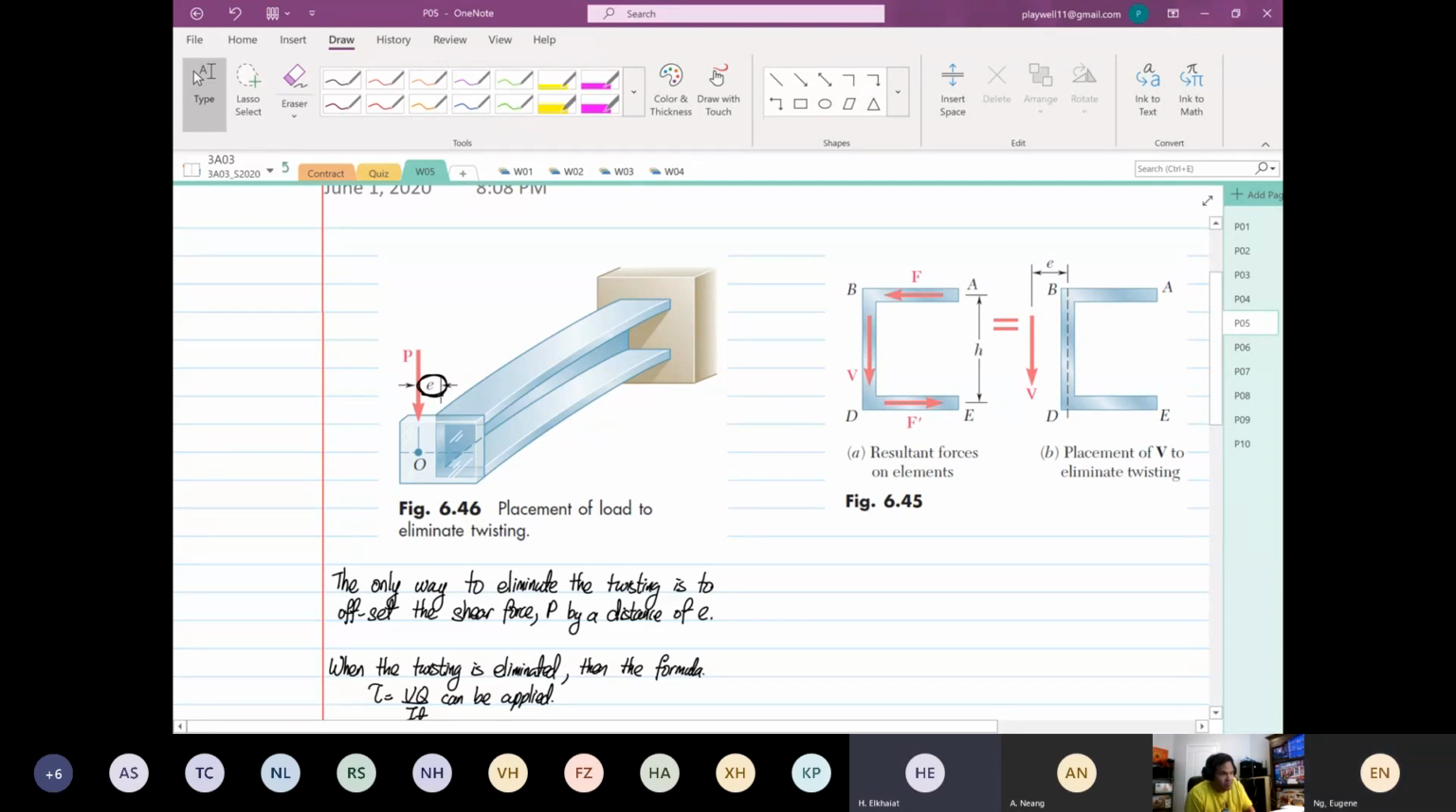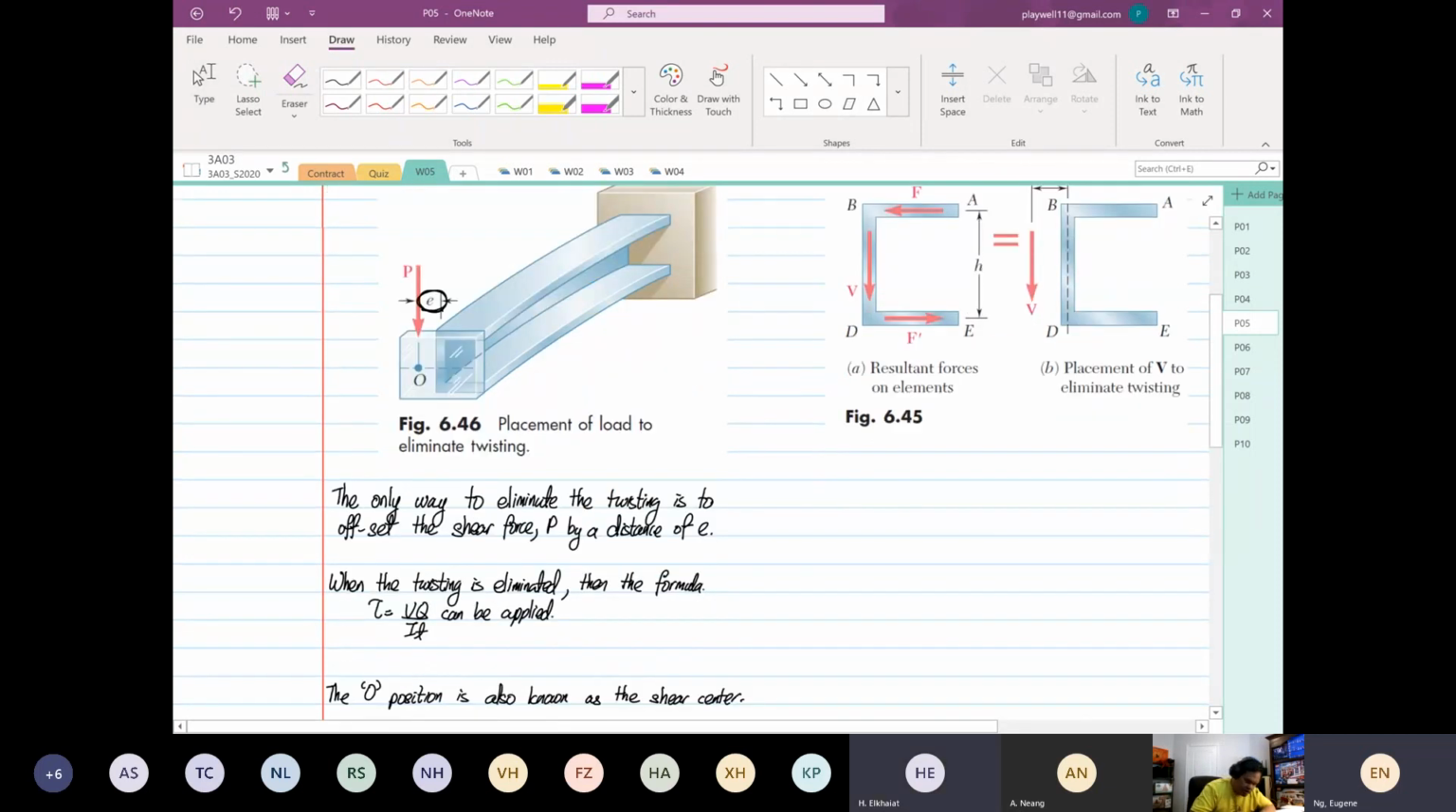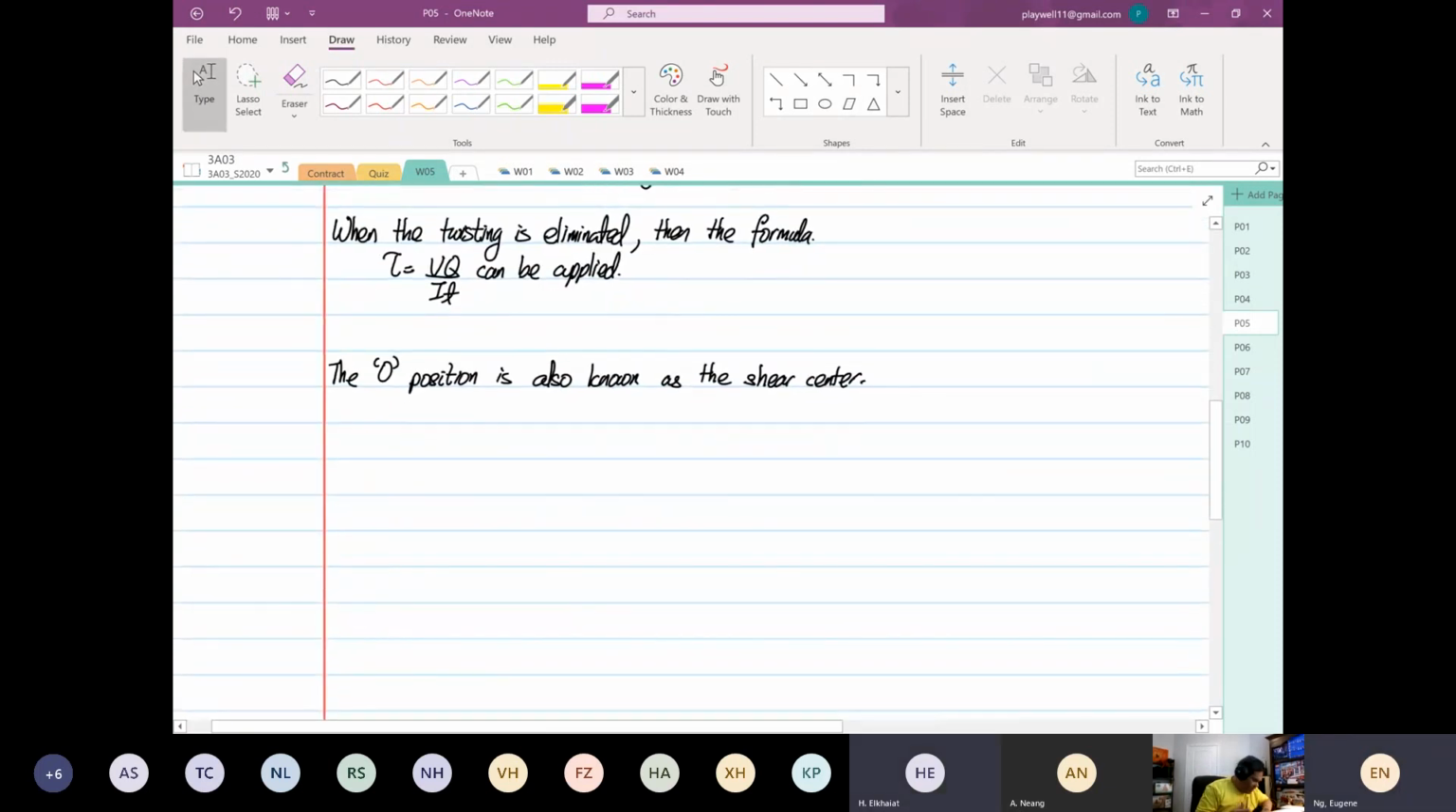Because thicker is more stiff? Yeah. In thick wall, there will be no twisting, yes or no? So when the structure is thick, it's more stiff? Yeah. So with thick wall, during loading, no twisting is observed. So that's why this is only for what?